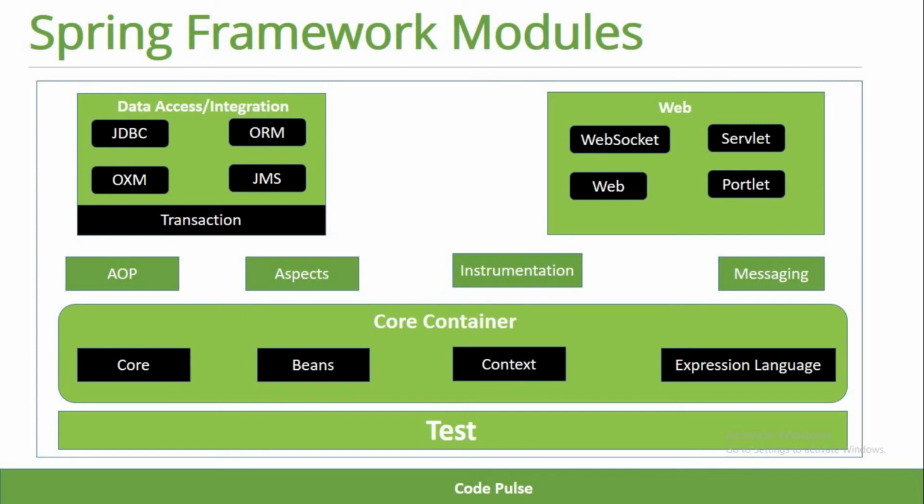These modules are actually grouped. As you can see, this is the test module. Core container: in the core container, we have core, beans, context and expression language. For data access integration, we have JDBC, ORM, OXM, JMS, transaction. In the case of web, we have WebSocket, Servlet, Web, Portlet, and in the miscellaneous section we have AOP, aspects, instrumentation, messaging. Okay, all these modules I will discuss.